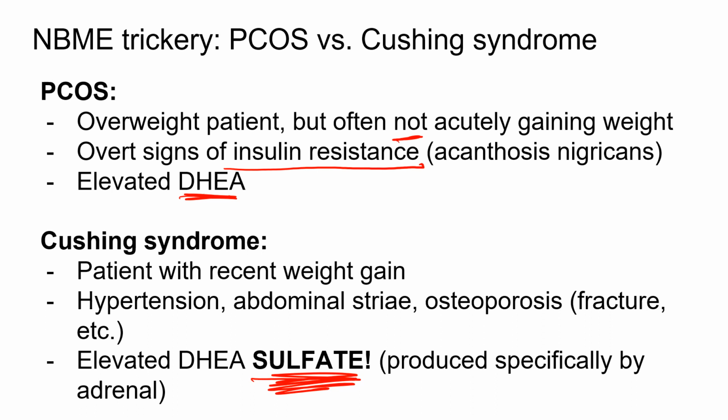So then when we look at Cushing syndrome, we can see someone with recent or active weight gain. They'll have hypertension, striae. Sometimes they'll even give you signs of osteoporosis, such as a fracture. And again, they'll have elevated DHEA sulfate because the androgens are coming from the adrenal gland.